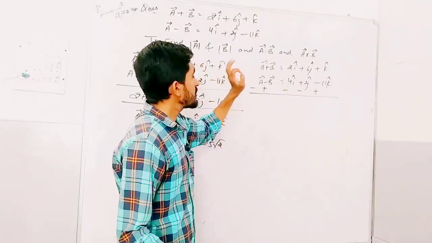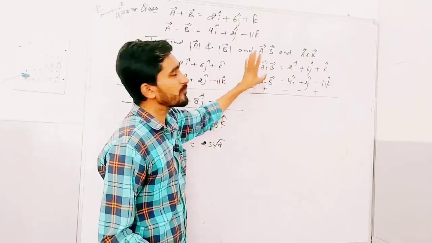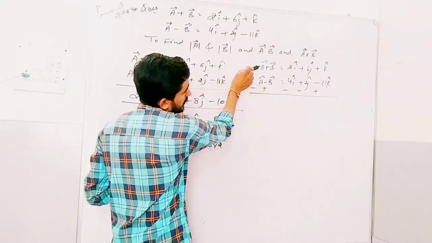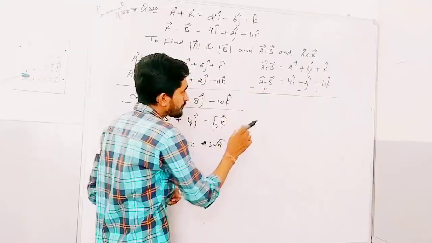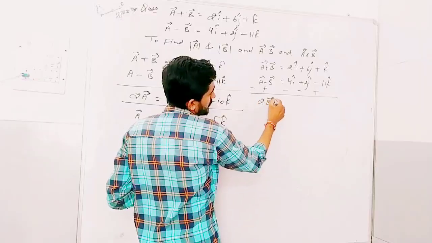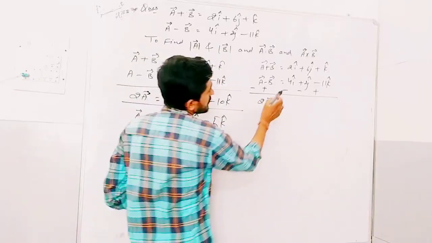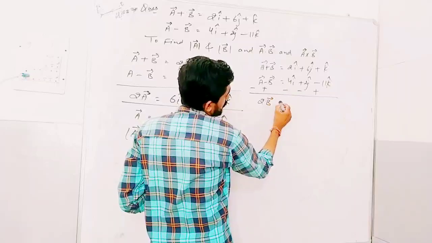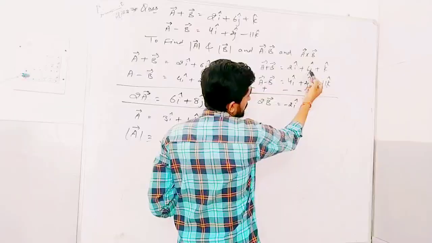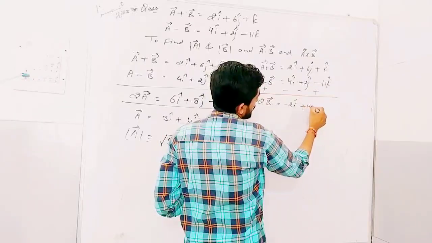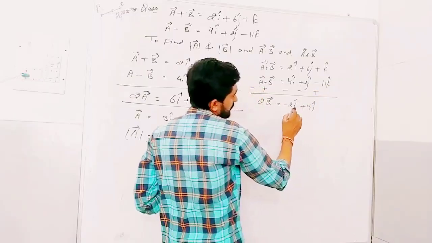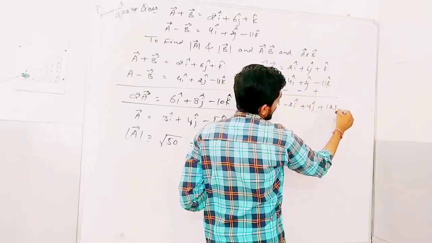Doing this we can subtract equation 2 from 1. Let us do it in a way like I am telling you. A minus a becomes 0, then b plus b becomes 2b vector, then 2 minus 4 gives minus 2i cap, and then 6 minus 2 becomes 4 j cap, 1 plus 11 becomes 12 k cap.